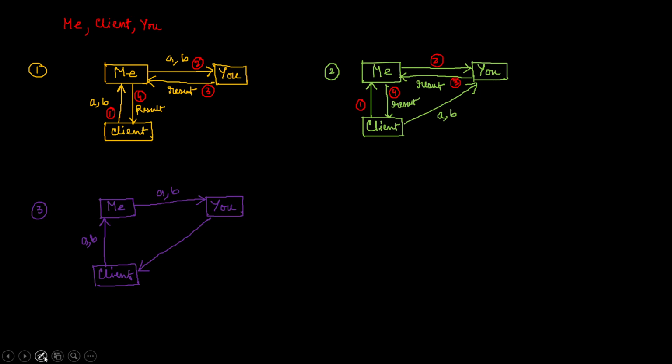So if I just number it, this is obviously 1, this is 2, and this is 3, right? Where this is the result that you are sharing with the client.